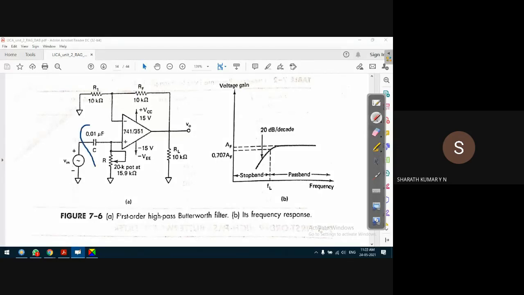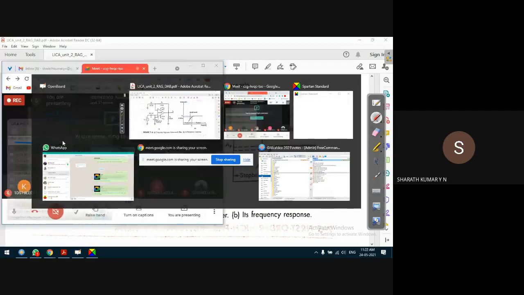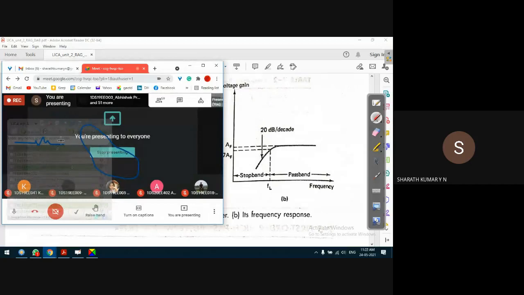If you observe these two components, resistor and capacitor, they are interchanged. Earlier in the low pass filter, resistor comes first, and then the capacitor.